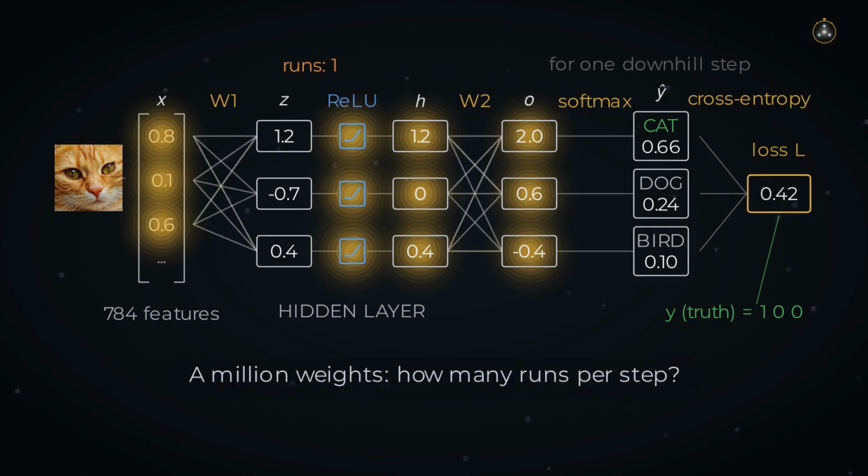With 1,000,000 weights, one step would take 1,000,000 runs, one for each weight. And training takes thousands of steps. This way is a dead end. We need every derivative from a single run, and that is backpropagation.